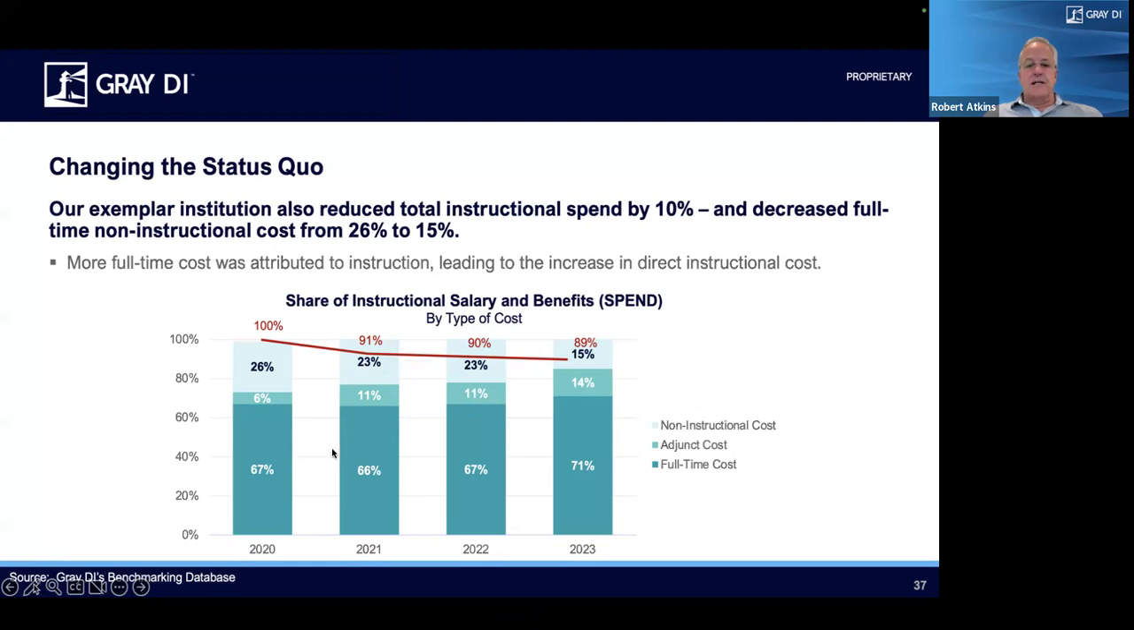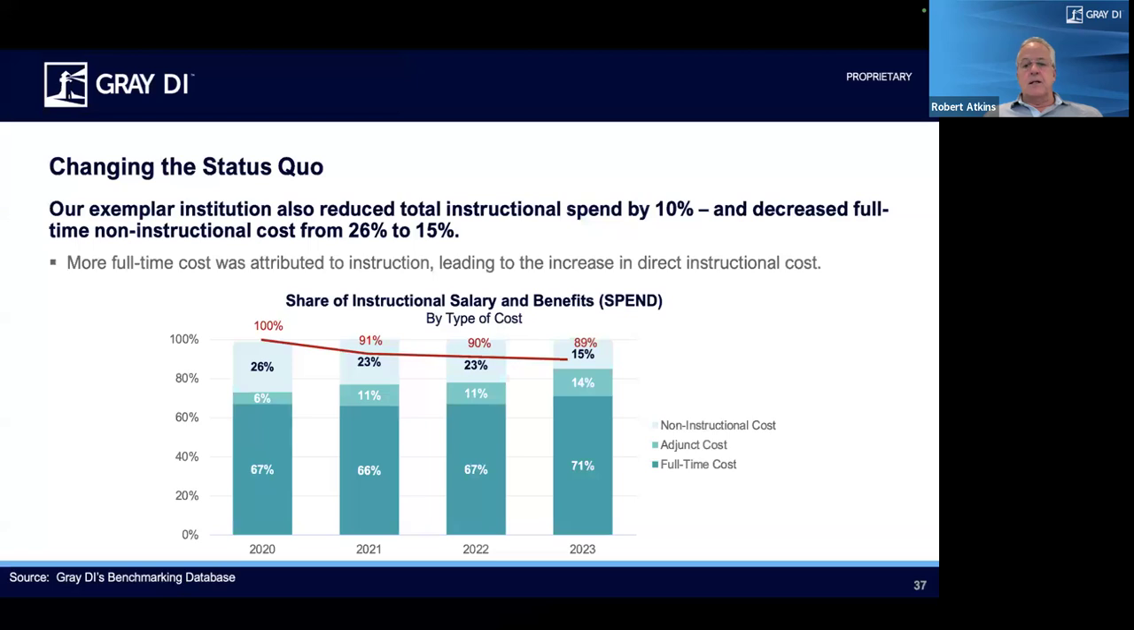They started off with 67% of their cost being full-time cost, and at the end, they'd driven that up 4 percentage points. Their adjunct costs went up as well by 3%, like 7% over the time period. So that's very healthy growth in the percentage of their instructional cost that was associated with teaching, their instructional salary and benefits. And what we see declining is non-instructional costs. This is faculty time spent doing something besides teaching. It's often called release time.